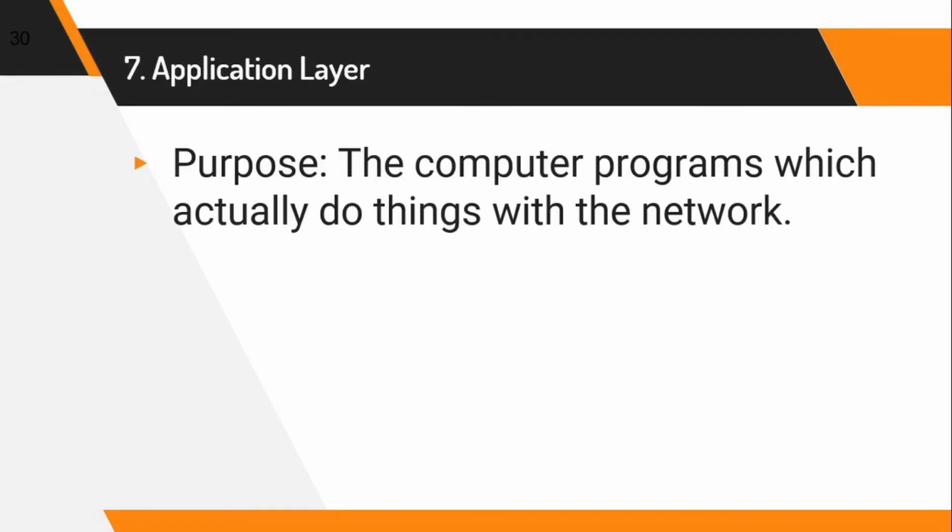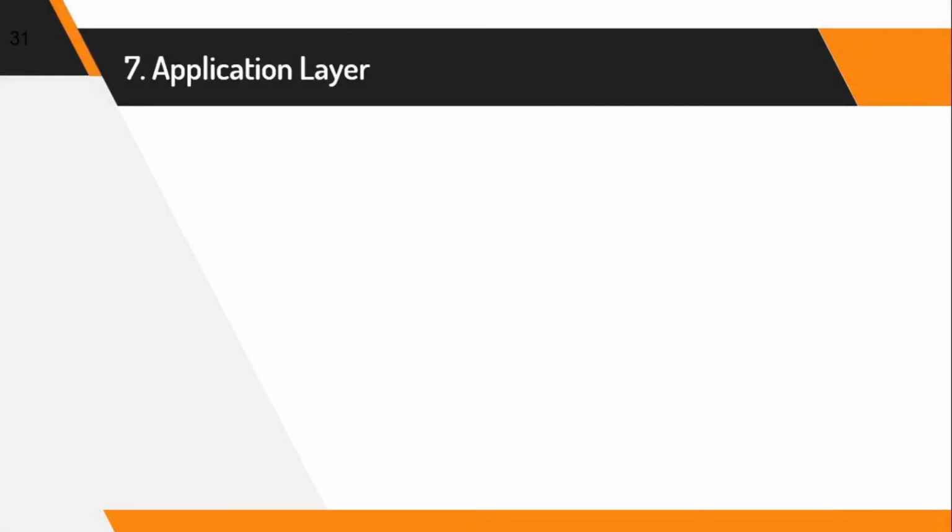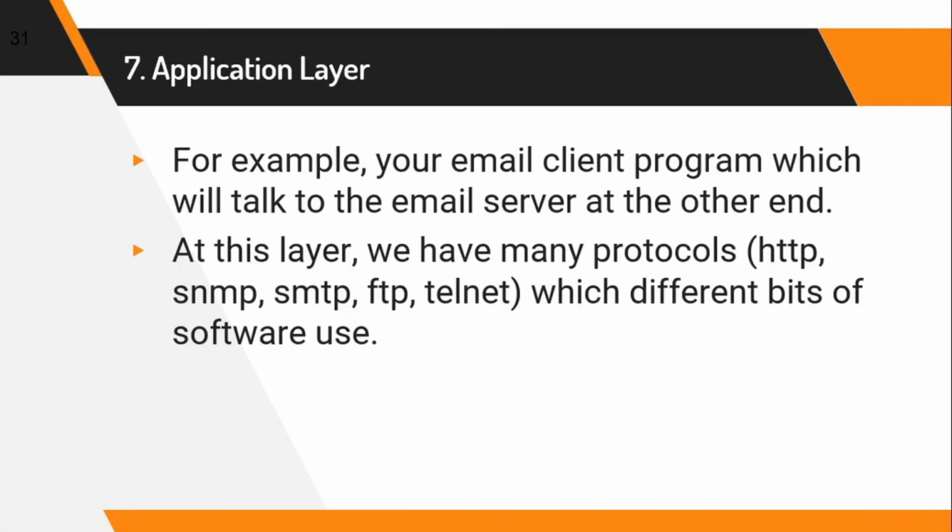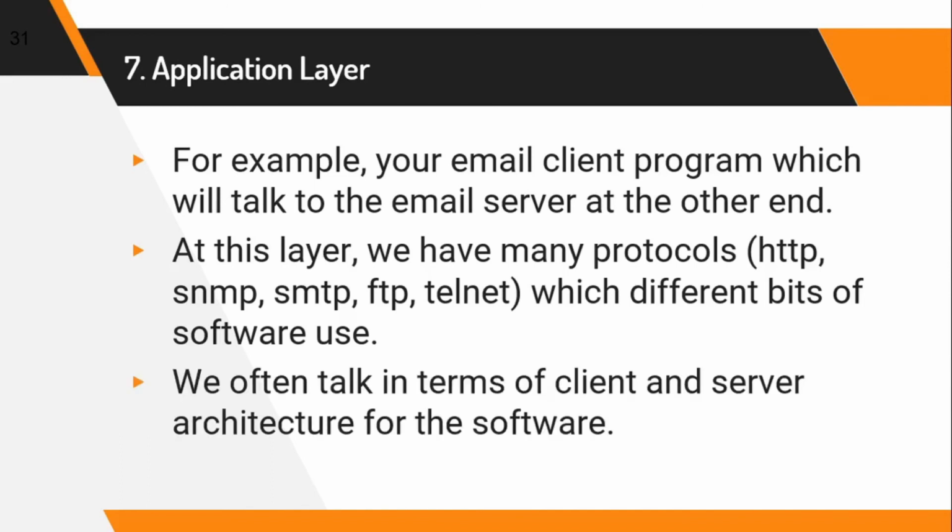Application layer. Purpose: the computer programs which actually do things with the network. For example, your email client program which will talk to the email server at the other end. At this layer, we have many protocols such as HTTP, SNMP, SMTP, FTP, and Telnet, which different bits of software use. We often talk in terms of client and server architecture for the software.